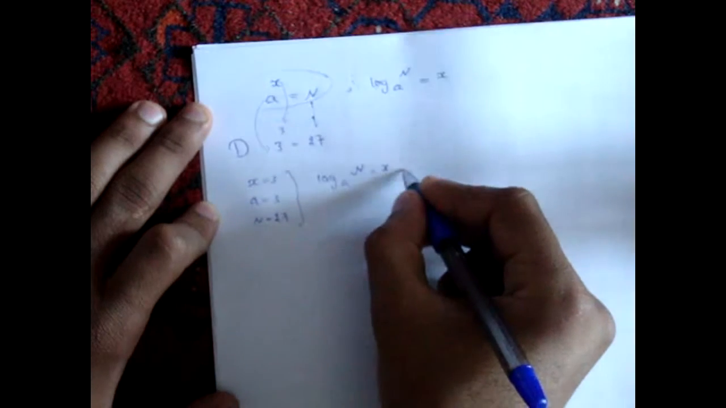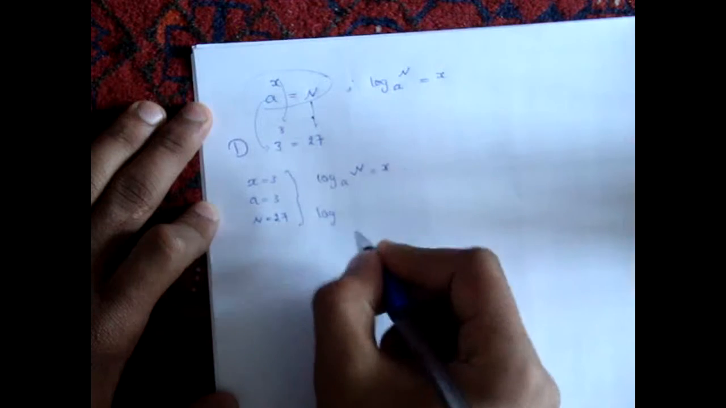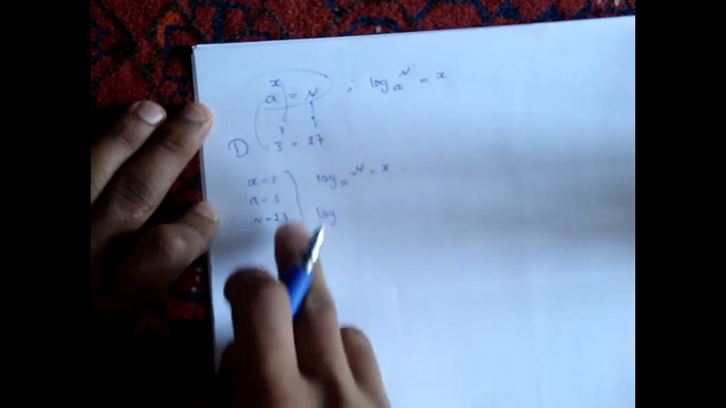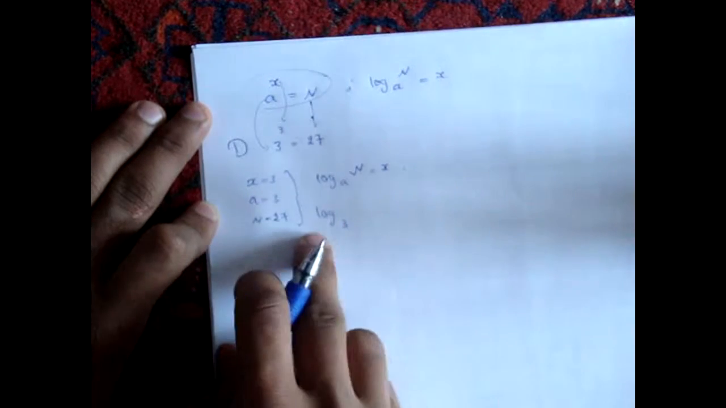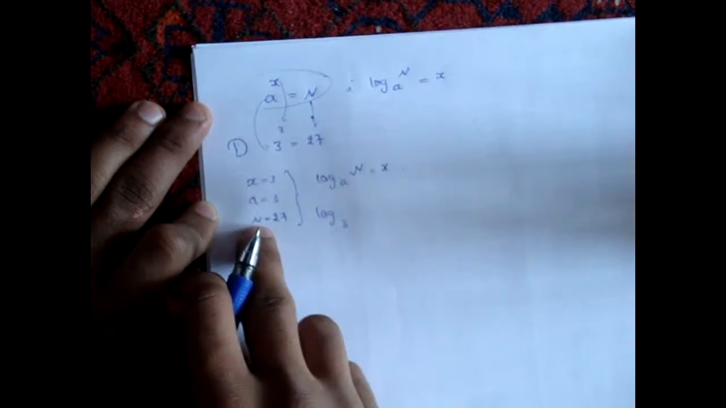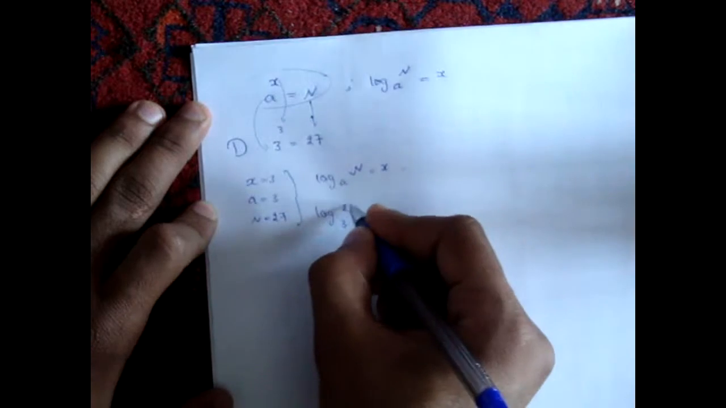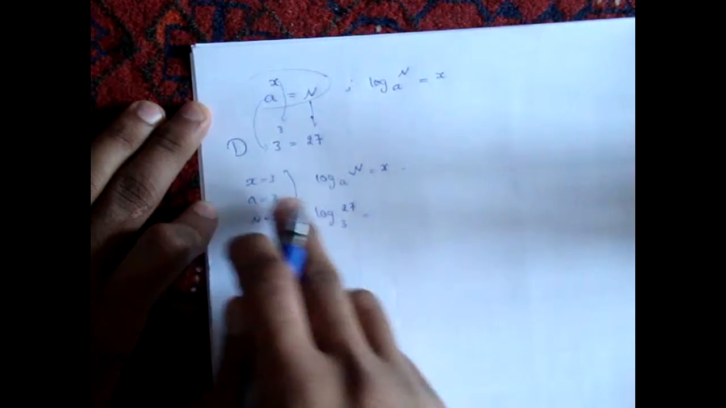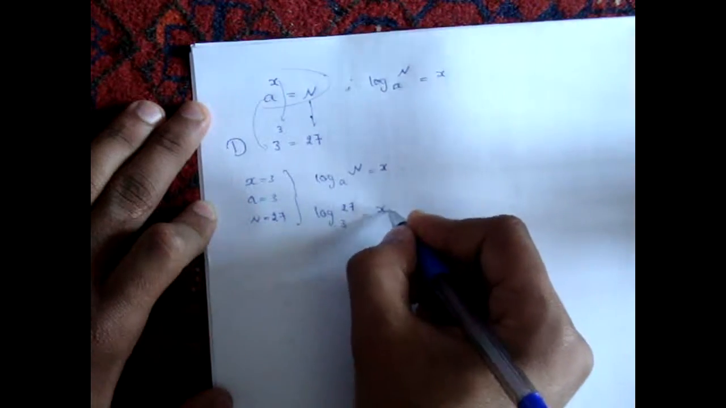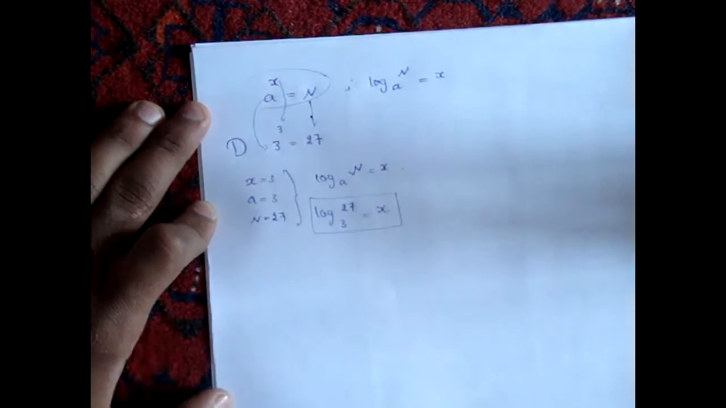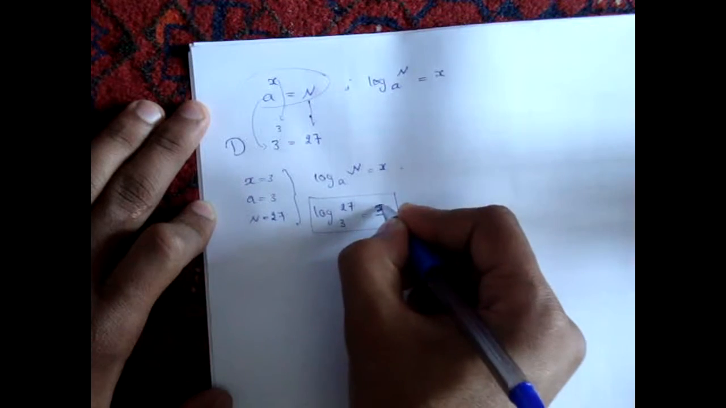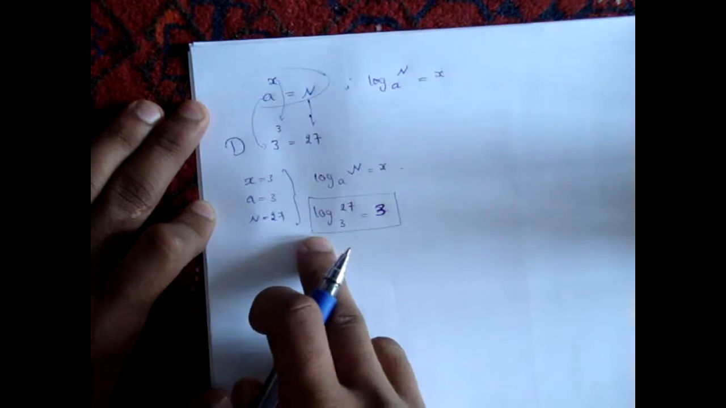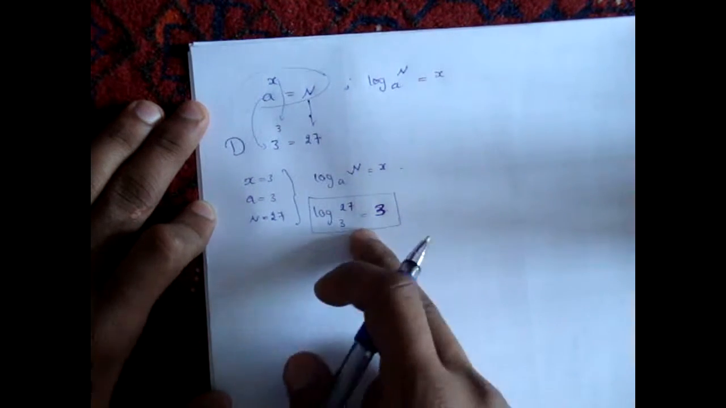So logarithm base, what is the value of a? The value of a is 3. Logarithm base 3 of, what is n? N is 27, equals to x. What is the value of x? X is 3. So there we go. Sorry, this is 3. I'm really sorry about this. The logarithm base 3 of 27 is 3.